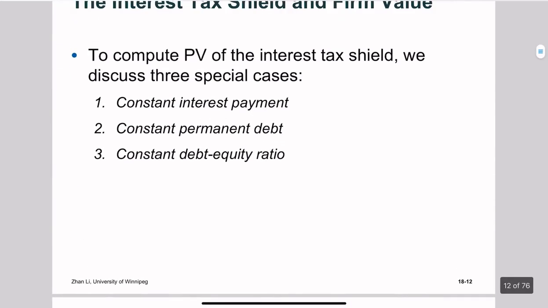And we will discuss 3 different cases. These cases are actually very basic and very simple. The first case is the constant interest payment. The second case is the constant permanent debt. And the third case is constant debt equity ratio. Both the first and the second case are very simple. And the third case is slightly more complicated compared with case 1 and 2, but still it's very simple.